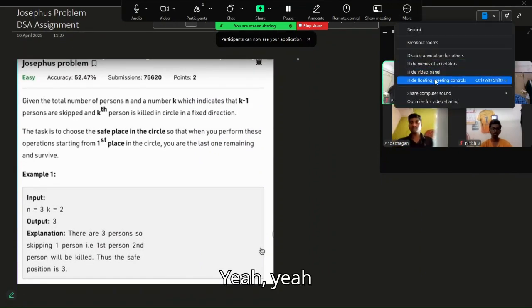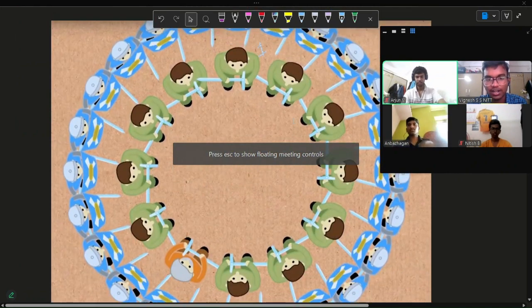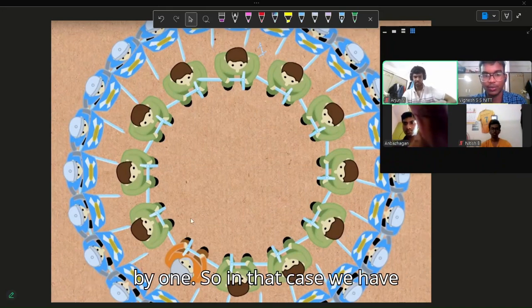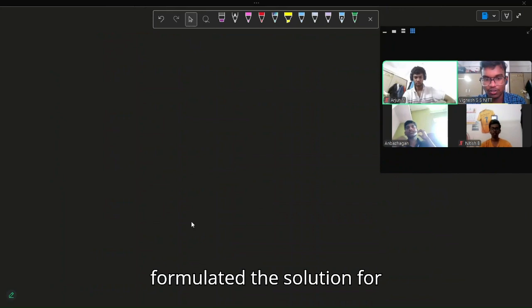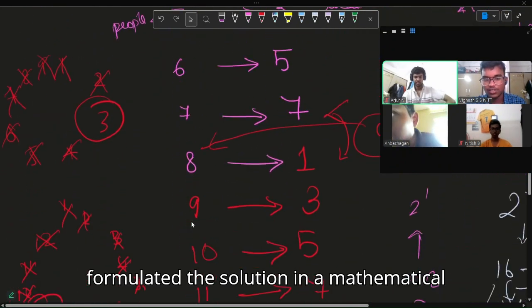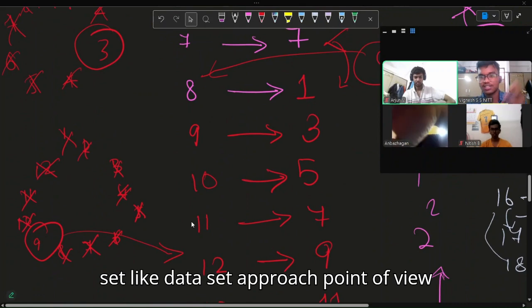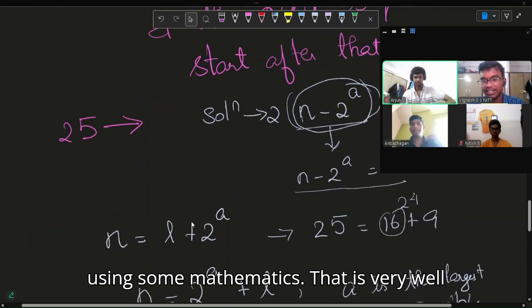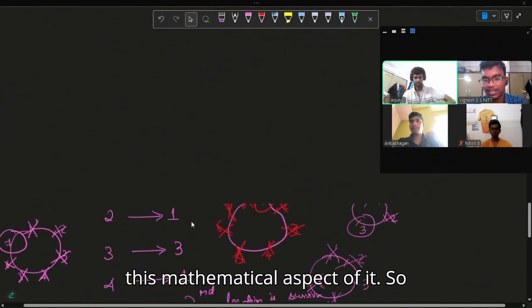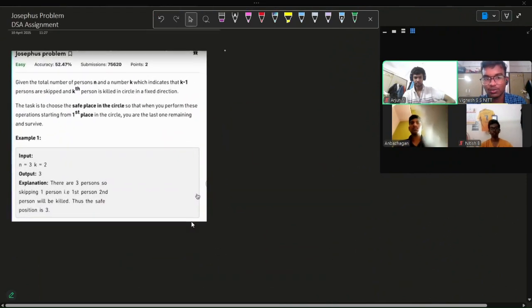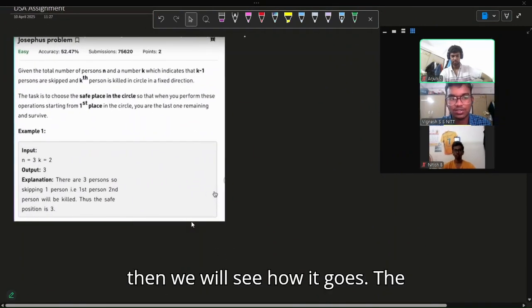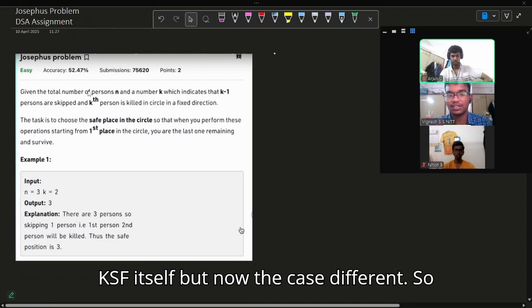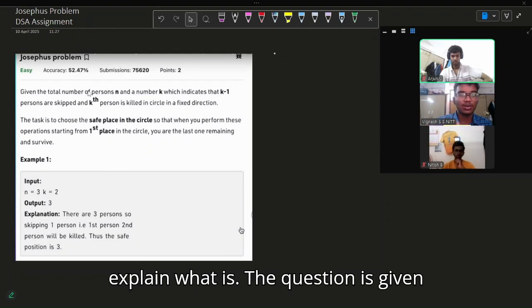Previously we saw the Roman problem where Jews are killing themselves in an adjacent manner, one by one. In that case, we formulated the solution in a mathematical, data set approach and found the solution as 2l plus 1 using some mathematics. That is very well done, but we are not going to look into this mathematical aspect now. We will first read the question and then see how it goes. Earlier we took k as fixed, but now k is different. So I will read the question and explain it.